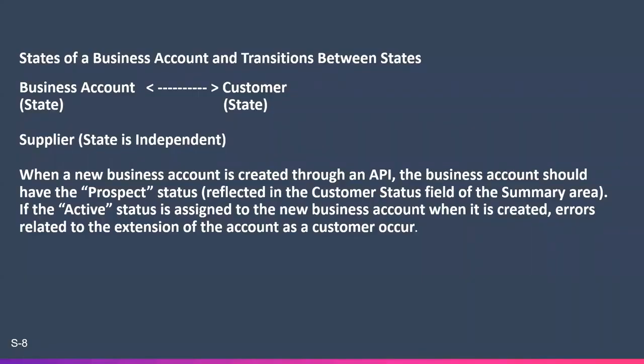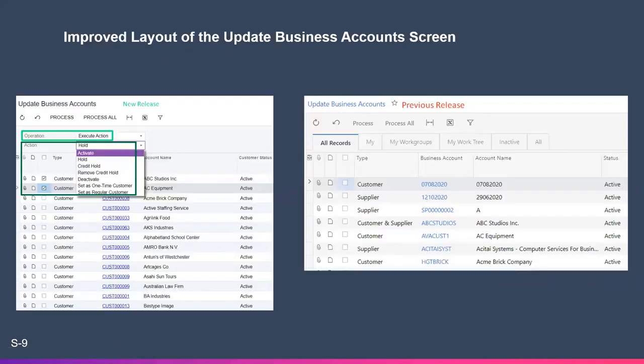The transition between status of a business account and customers has been implemented through actions on the actions menu. Please note, if needed, these transitions can be changed through customization. For example, any changes done on the business account get reflected on the customers and vice versa. However, supplier status is independent. To support transitions between status in business account with the new workflow, in the summary area of the update business account screen, the following changes have been made.